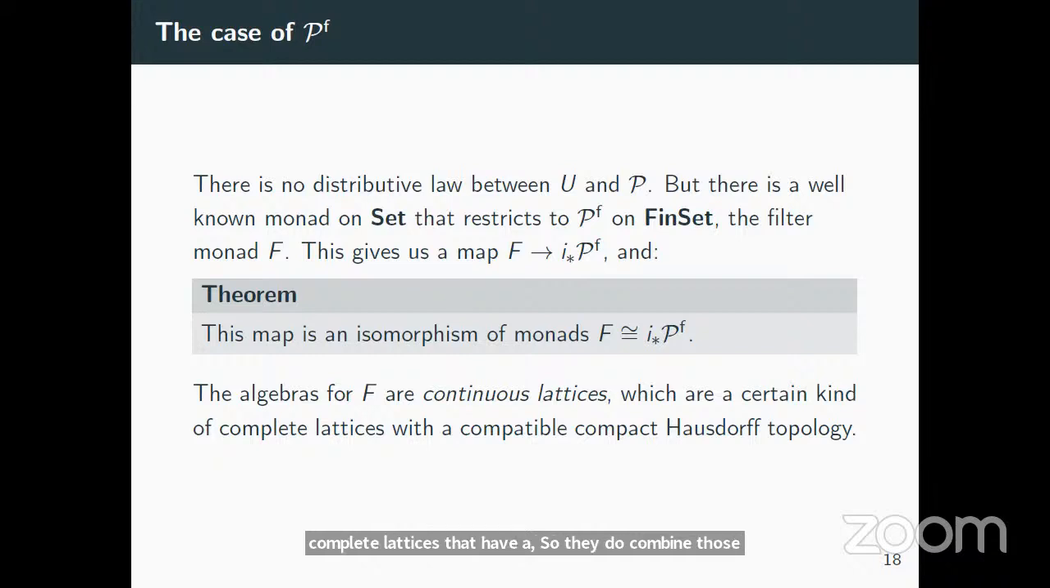So in general, we've seen that with this functor of the inclusion of finite sets into sets, whenever we extend a monad on finite sets, we get the equivalent compact Hausdorff variant of that monad on all sets.